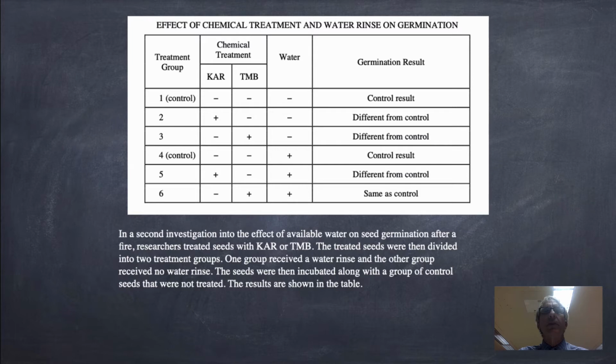So take a moment, pause the video, study the table. Look at each column. We have groups 1 through 6. Note which ones are the control. Note the positive and negative signs to see what treatment was applied or not. Notice the water column. Was a water rinse done or not? And take a moment and look at the germination result that came about because of these different conditions.